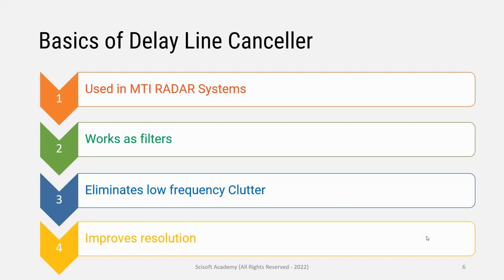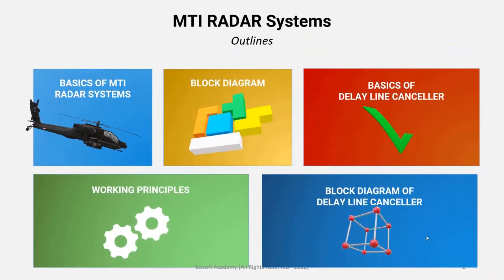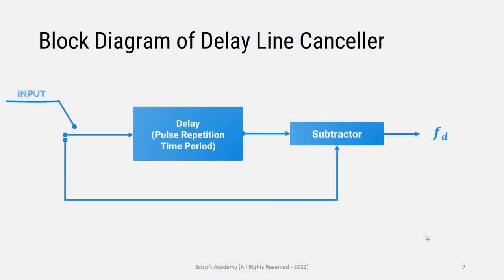Now we'll see a simple diagram to understand how delay line cancellers work. This is our basic block diagram of a delay line canceller. It is as simple as that. We give the input to the delay, which is calculated based on the pulse repetition time period. Then the input is given to the subtractor, and the delayed signal is also given to the subtractor. The resultant is our drift frequency. This drift frequency helps us identify the velocity of the object. I hope you understand this concept.